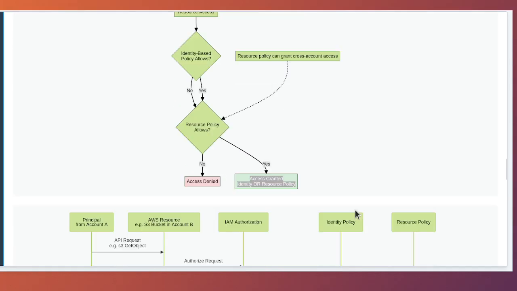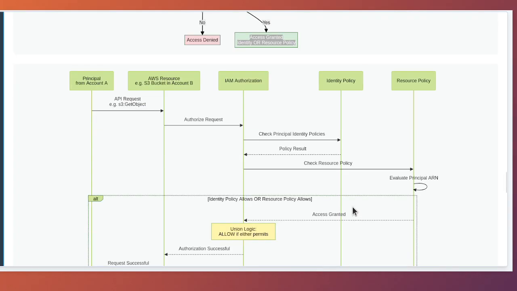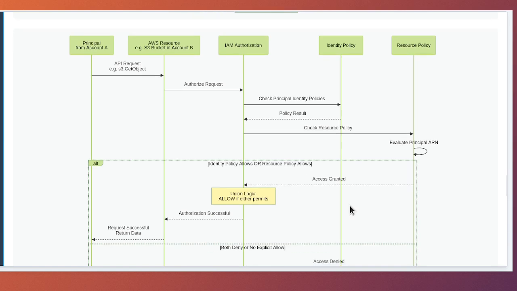Now let's examine the sequence diagram for resource policies, which shows cross-account access scenarios. The diagram has 5 participants. First is principal from account A, representing a user or role in one AWS account. Second is AWS resource, for example, an S3 bucket in account B, representing a resource in a different account. Third is IAM authorization, representing the authorization engine. Fourth is identity policy, representing the principal's policies in account A. Fifth is resource policy, representing the bucket policy in account B.